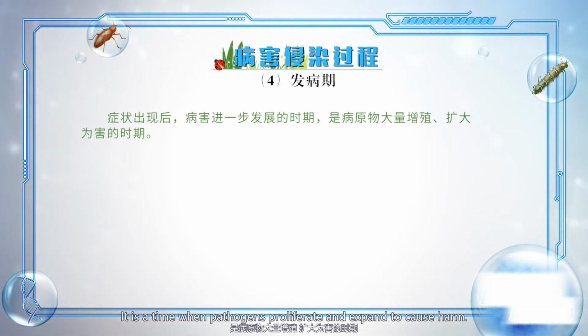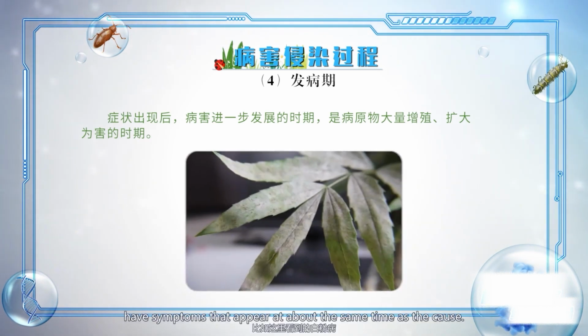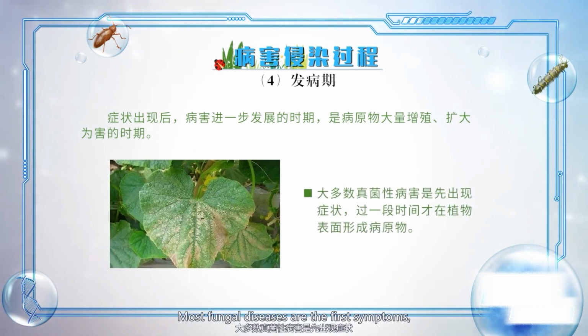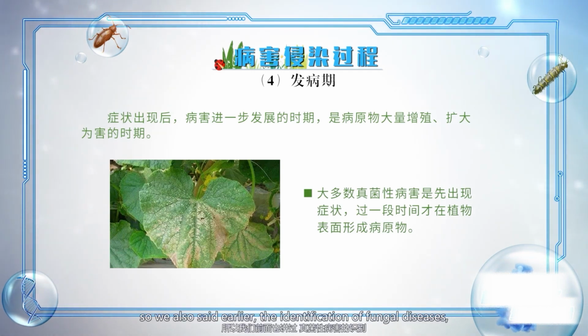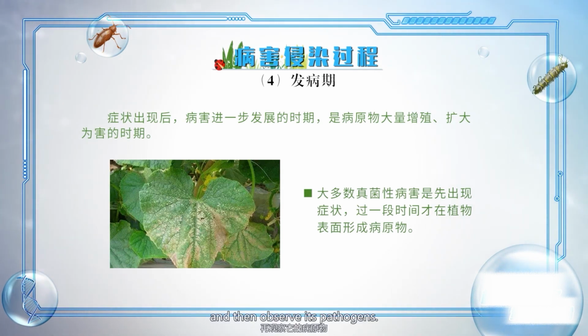It is a time when pathogens proliferate and expand to cause harm. Some diseases, such as the powdery mildew seen here, have symptoms that appear at about the same time as the pathogen. Most fungal diseases show symptoms first, and after a period of time form pathogens on the surface of the plant. So as we also said earlier, the identification of fungal diseases sometimes needs moisturizing of the sick plant for a few days before observing its pathogens.